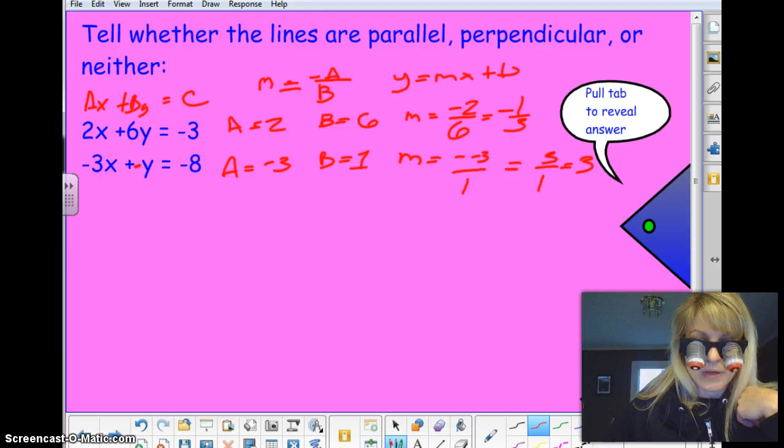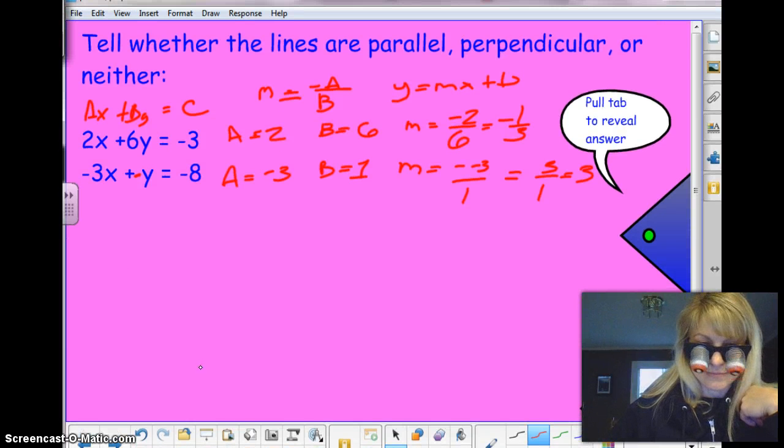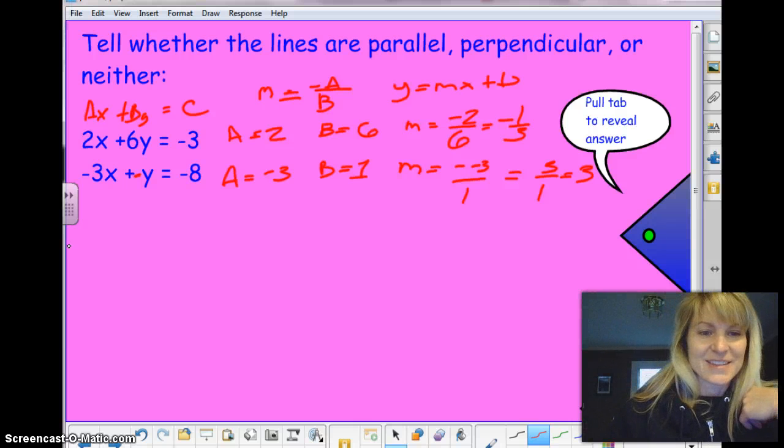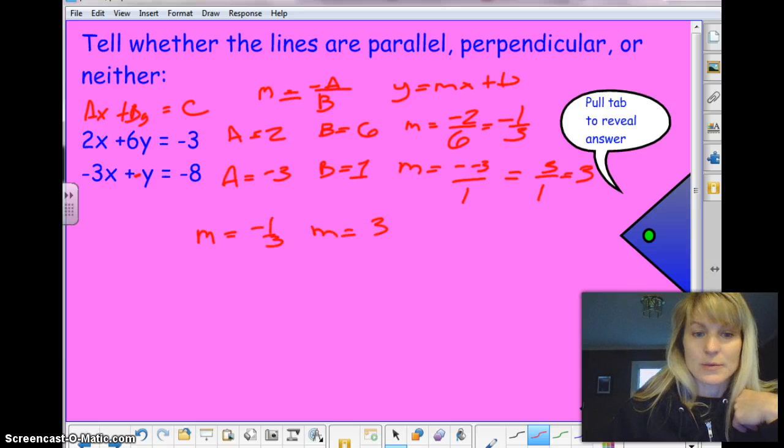So the slope of the first line was negative 1/3. The slope of the second line was 3. So we should see these are negative reciprocals, therefore they're perpendicular lines.